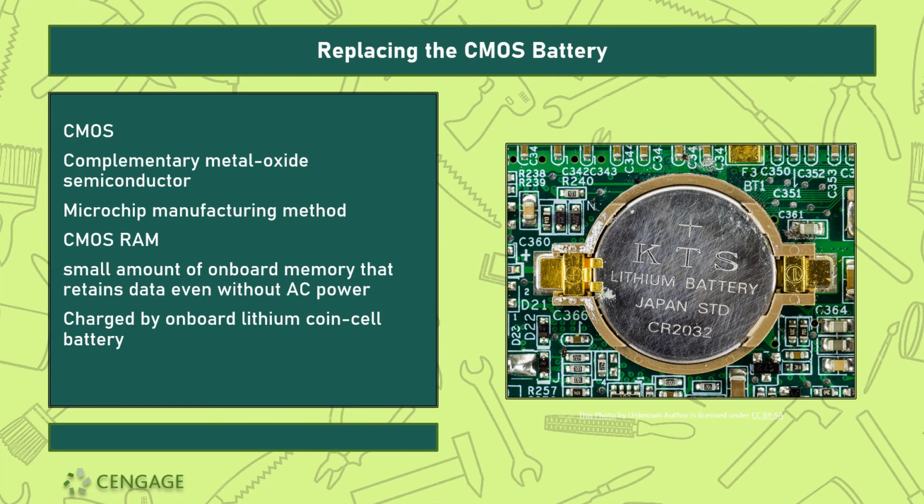Now once we've gone in and made some changes, we want to make sure those changes are preserved. And that is done by using what's called a complementary metal oxide semiconductor. It's a little piece of RAM that's attached to a watch battery, a little CR2032, that retains this data magnetically even in the absence of AC power.